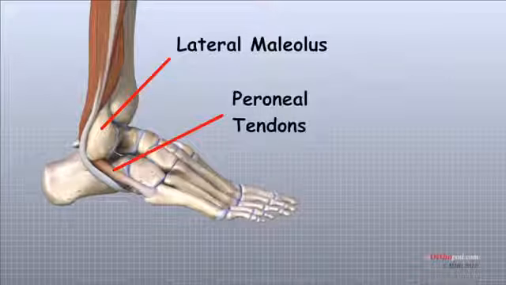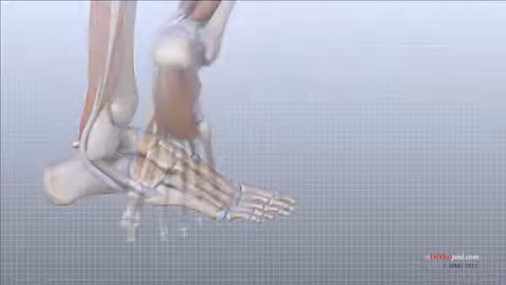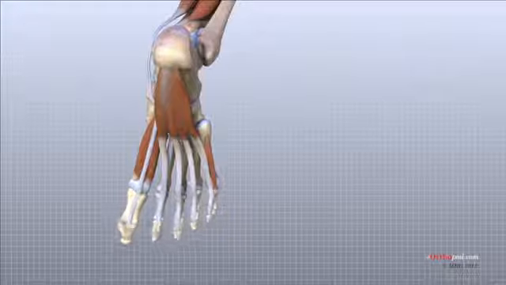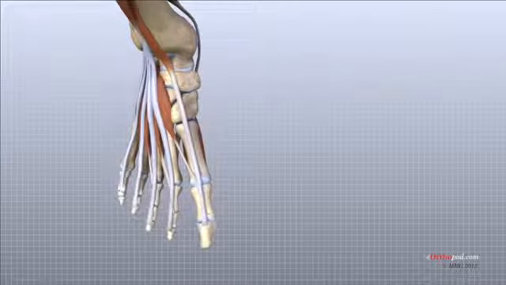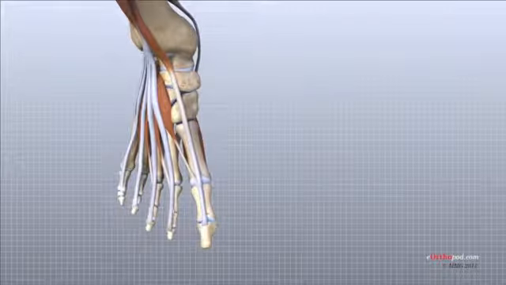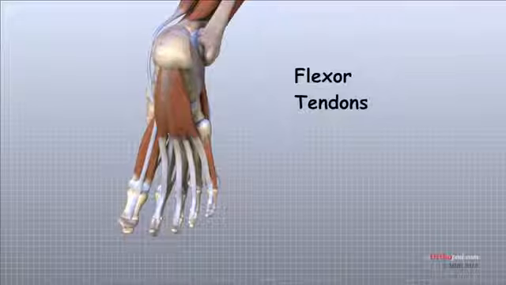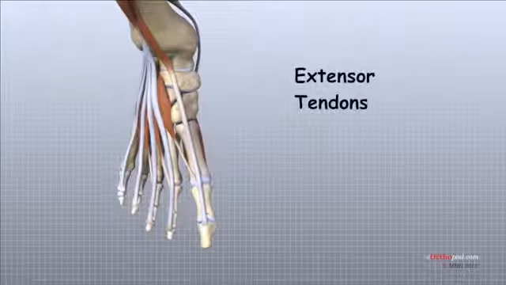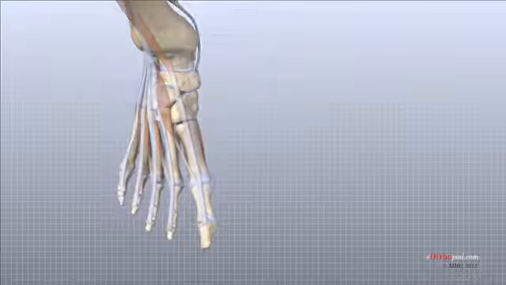2 tendons run behind the outer bump of the ankle, called the lateral malleolus, and help turn the foot outward. There are a set of tendons that bend the toes down or flex the toes, and a set of tendons that straighten or extend the toes. The tendons that flex the toes are called the flexor tendons. There are 2 flexor tendons on the undersurface of each toe. The tendons that extend the toes are called the extensor tendons. There are two extensor tendons on the top surface of each toe.